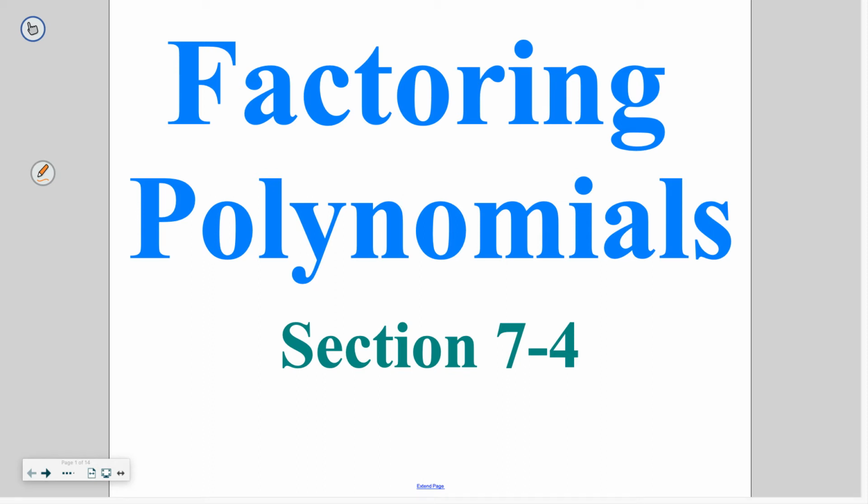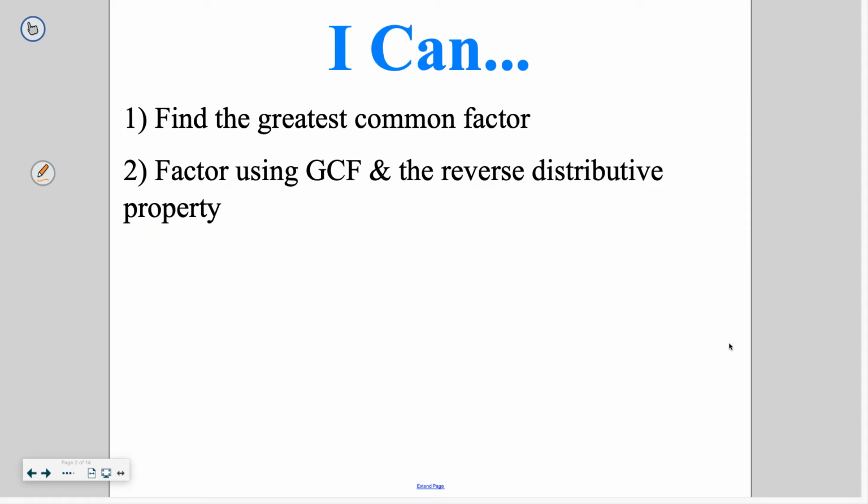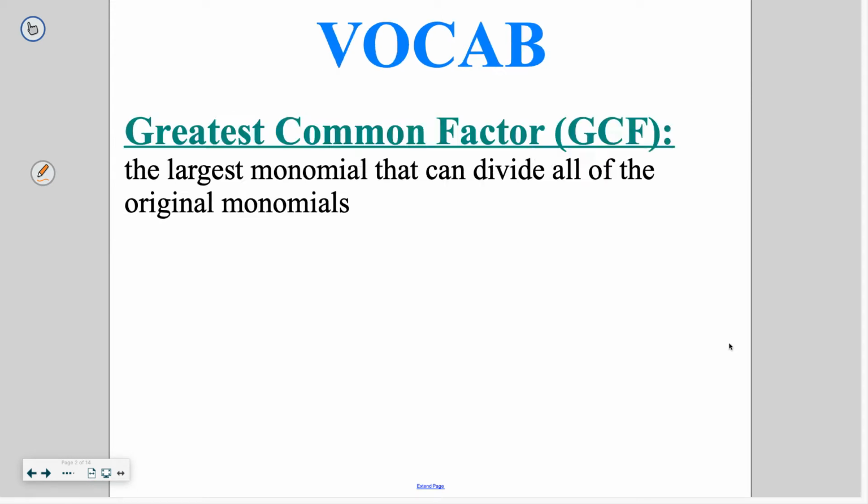Hello class, and welcome to section 7.4, which is about factoring polynomials. By the end of today's lesson, you will be able to find the greatest common factor, and you will be able to use that GCF as well as reverse distribution to find factorizations.